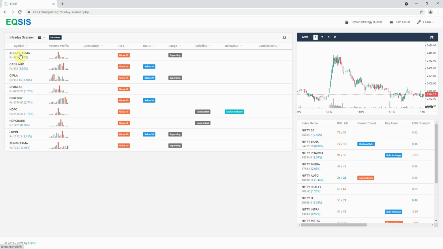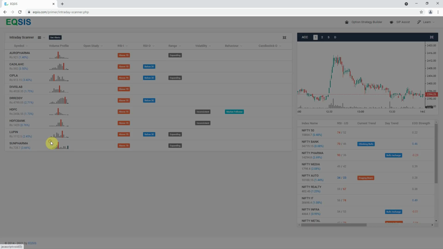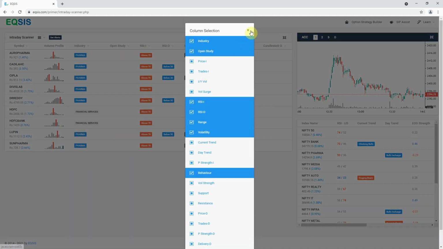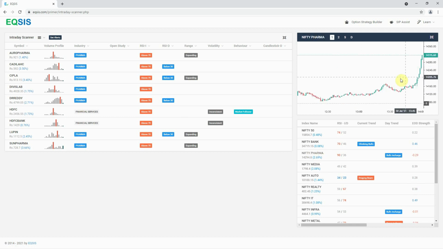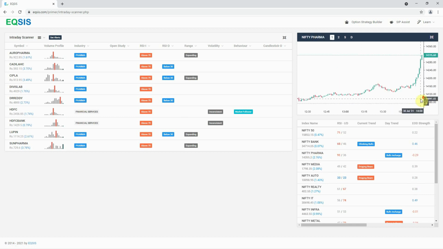I think it says Aro Pharma, Cardilac, Cipla, Divis Lab, Dr. Reddy. I think most of the pharmaceutical companies are on top of it. Let me add one more column called industry. You can easily see that almost all the pharma stocks are doing really good. I can see that, yes, in the last intraday move, I think today is Friday, the pharmaceutical stocks are taking all the way up.